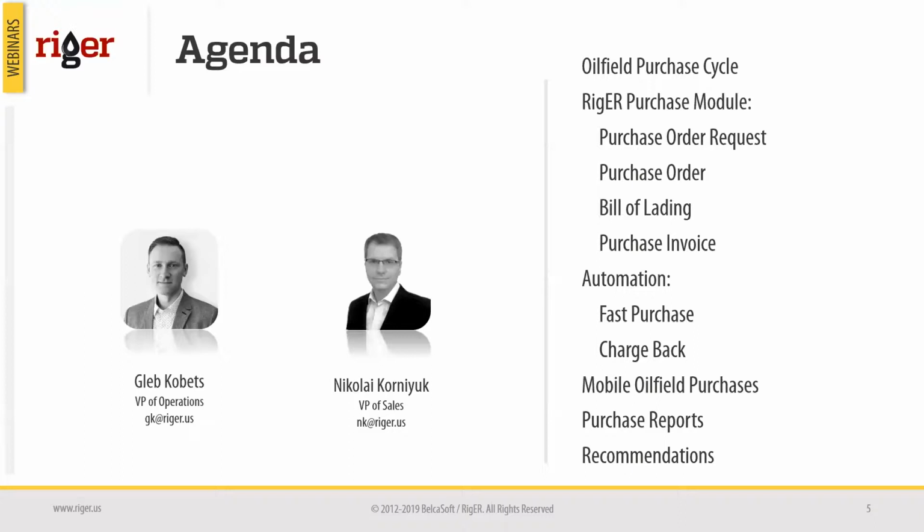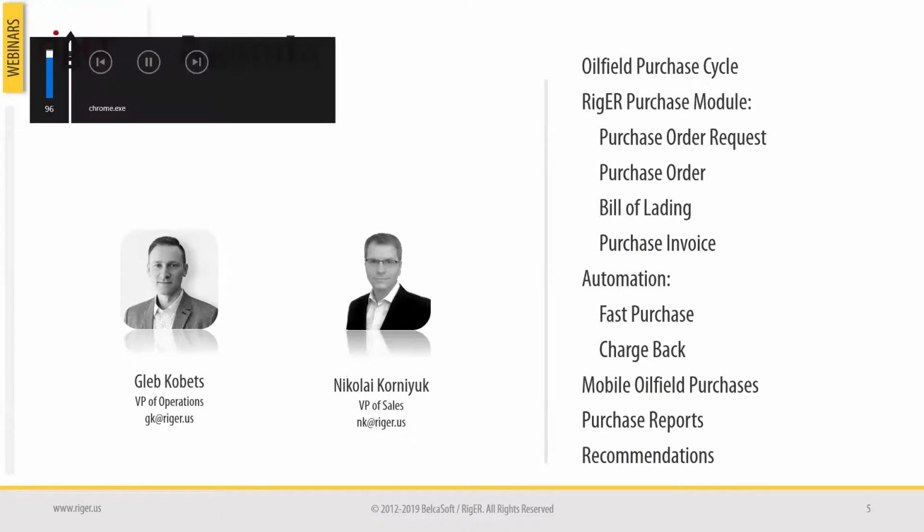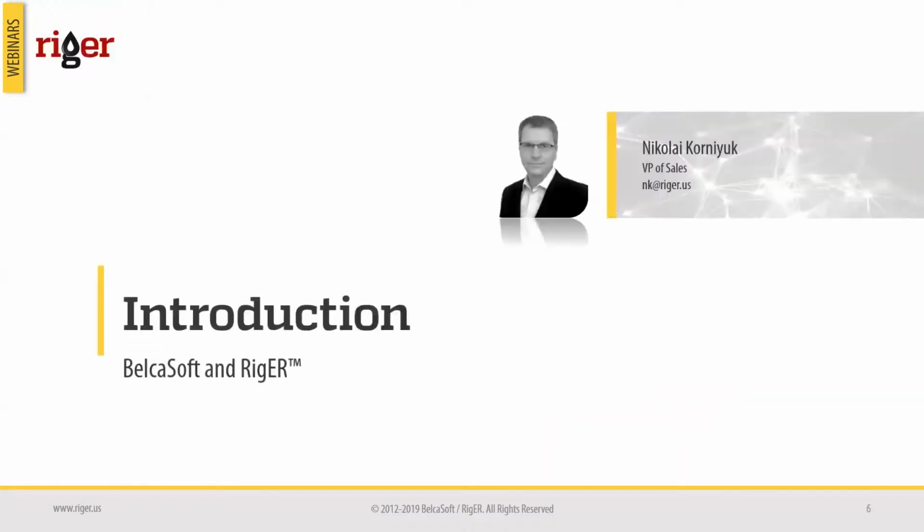We will also touch on the automation feature of the RigER purchase module. It's an interesting one that has been created specifically to help our users generate documents faster. We'll talk about the mobile application and how that works. And we will also show some of the purchase reports, as well as provide some recommendations about how we see the best way of implementing purchases in the oil field using RigER applications, both mobile and desktop. Okay, so let's move on.